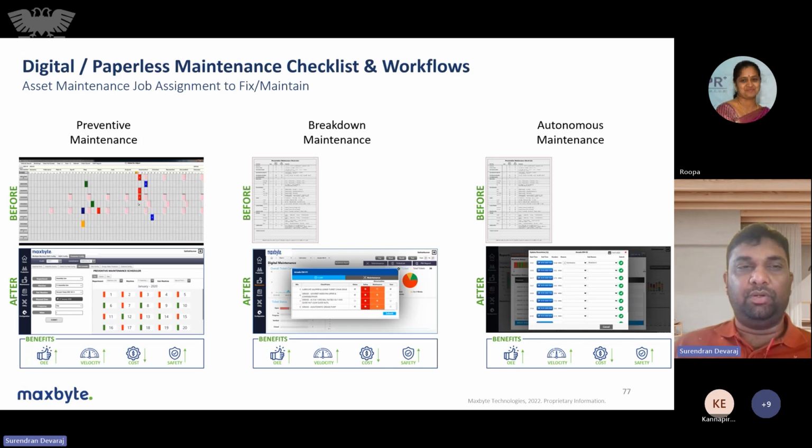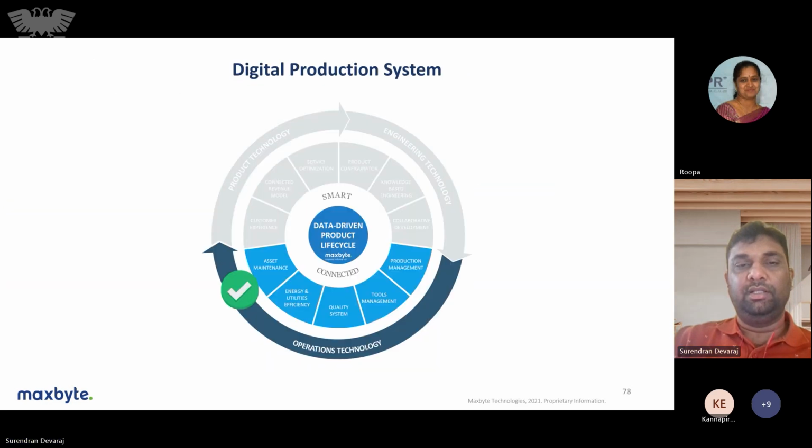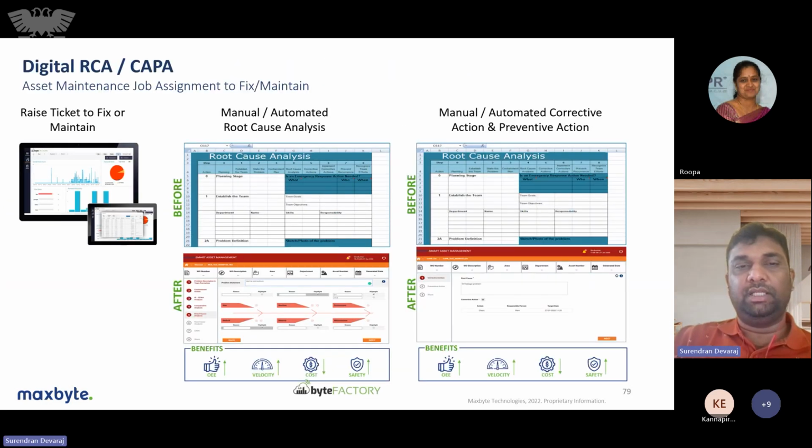They will have scheduled audits. The system will remind them when the audits will be happening and how the audits have to take place, how the records have to be kept, how the records are maintained. So the complete maintenance process is digitized here. Again, asset maintenance is one of the critical areas.